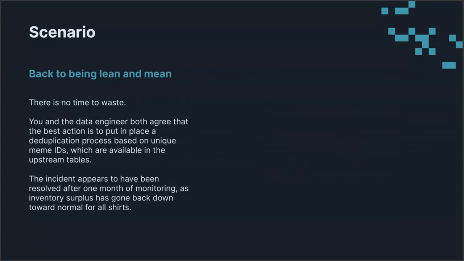So you and the data engineer both agree that the best action to take is to dedupe the data at the very beginning of the data pipeline. And on top of that, you decided to spend the rest of the day to pick out memes that have surpluses that are higher than expected. So then you can alert the operations team to stop making new t-shirts for those memes to make sure that you can control the storage cost at the warehouses. You monitor this problem for another month after this dedupe process is put in place, and you observe that the inventory surpluses have gone down to normal levels for all t-shirts.